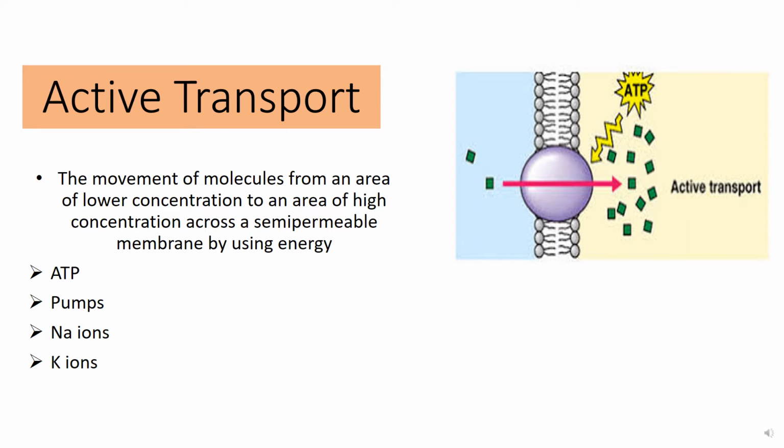Proteins involved in active transport are often called pumps, just like a water pump. Two types of pumps work in all cells, but especially in nerve and muscle cells. One pump is called the sodium pump, Na ions, and the second one is called the potassium pump, which is K ions.